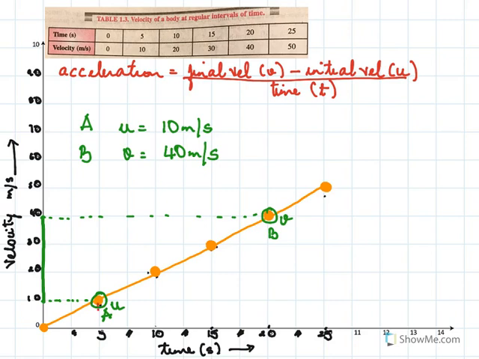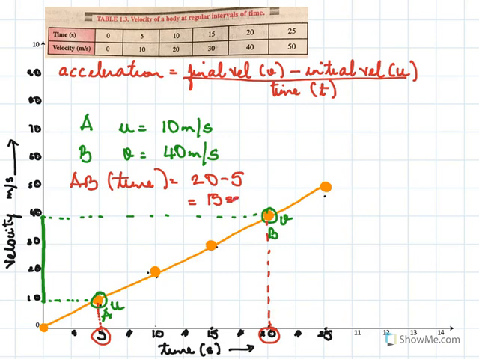At A, the time here was 5 seconds, and at B, the time was 20 seconds. So the time taken from A to B would be 20 minus 5, and that would be 15 seconds.